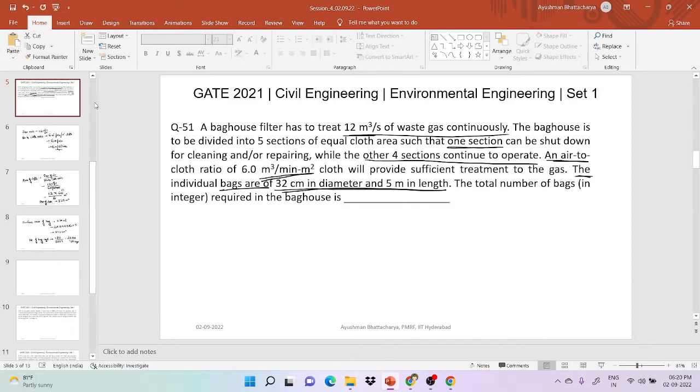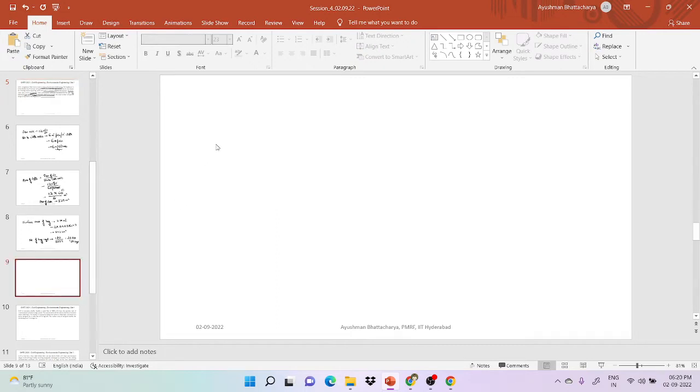Now in the question they have mentioned that the bag house is divided into 5 sections of equal cloth area such that one section can be shut down for cleaning and/or repairing while the 4 sections can continue to operate. Since the bag house is divided into 5 sections of equal cloth area, one section is shut down while 4 sections are in operational mode.